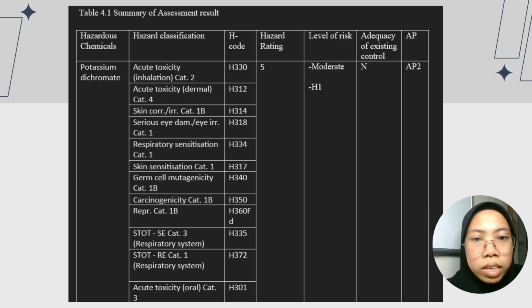The overall hazard rating is 5. The level of risk is moderate for inhalation. For dermal it is high. The adequacy of existing control is inadequate. Therefore, the action priority is 2.